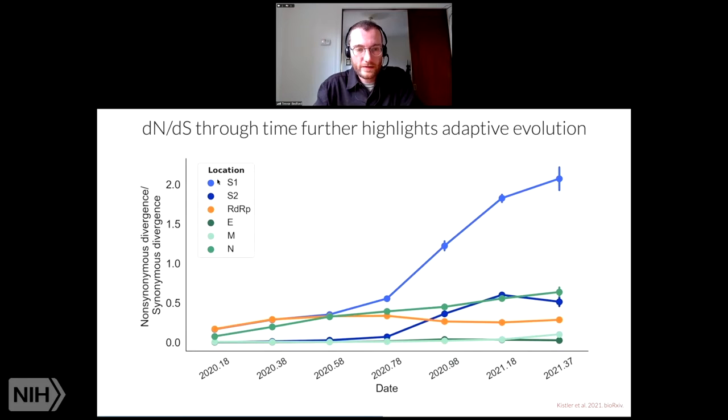So if we look across different genes in SARS-CoV-2, we can see that initially, corresponding to our anecdotal observation, there wasn't a lot going on in spring 2020.